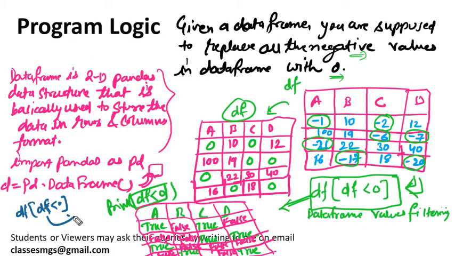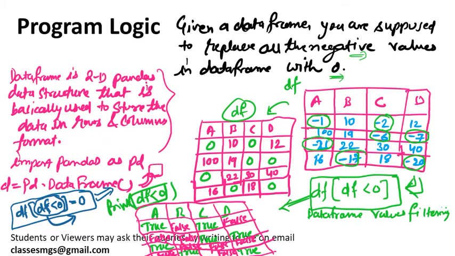then what will happen? This will be the boolean data frame, and what it will filter, this is known as filtering data frame values. So it will filter all those values that are having true as their value. And then what we are going to do, we are going to replace these true values with 0. Essentially we are replacing all the negative values with 0 very easily using this statement. So there is nothing in this code.